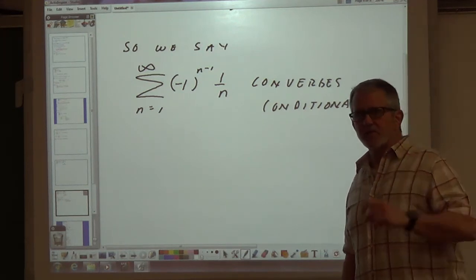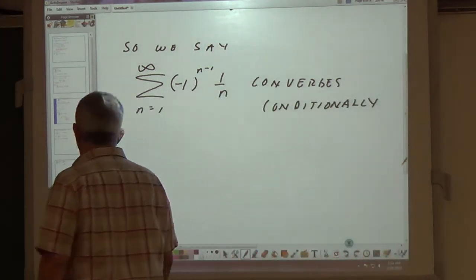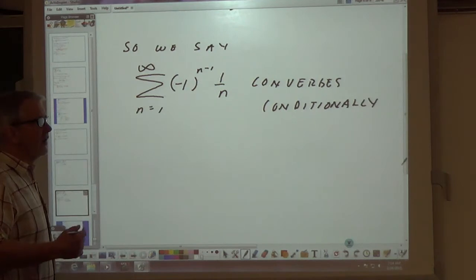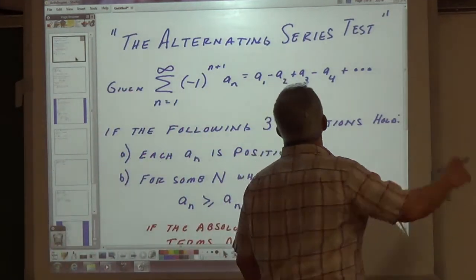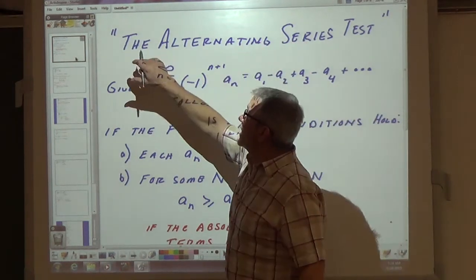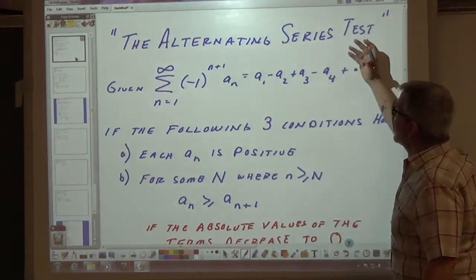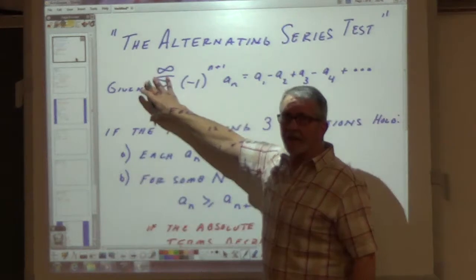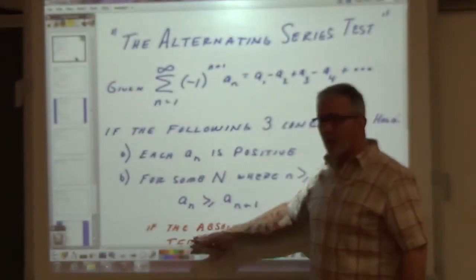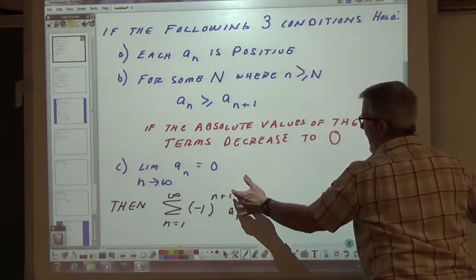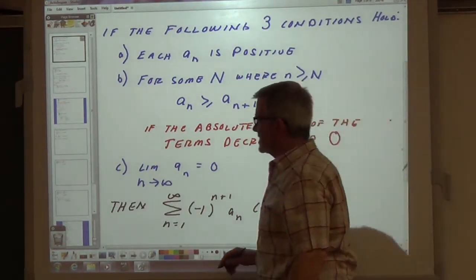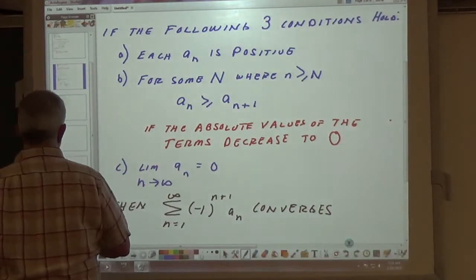Okay? Let's go to another example, a little bit harder example of an alternating series. Keep in mind where we are. This video is about using the alternating series test to determine whether an alternating series converges. If all three of these conditions hold, bam, bam, bam, then we know the series converges. Let's look at a more difficult series.